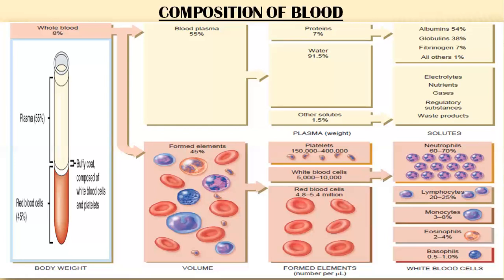400,000 platelets per microliter of blood. So there are a lot of these platelets. Imagine you have 150,000 to 400,000 platelets per microliter of blood. Then white blood cells, there are about 5,000 to 10,000 white blood cells per microliter of blood. Red blood cells, they are between 4.5 to 5.4 million red blood cells per microliter of blood.